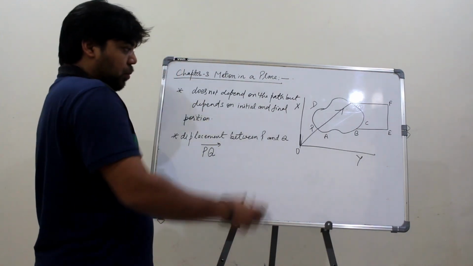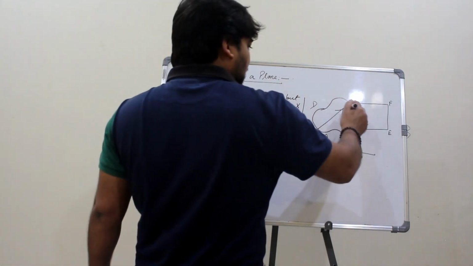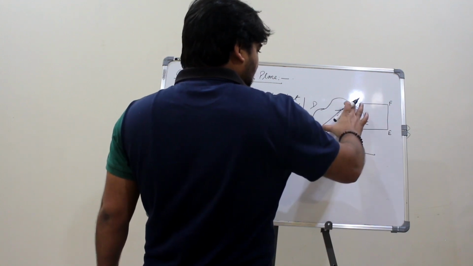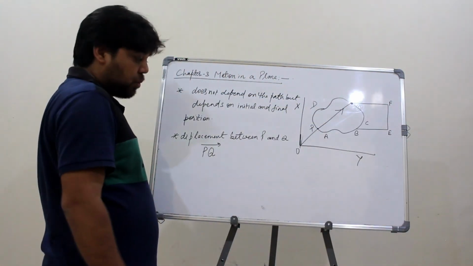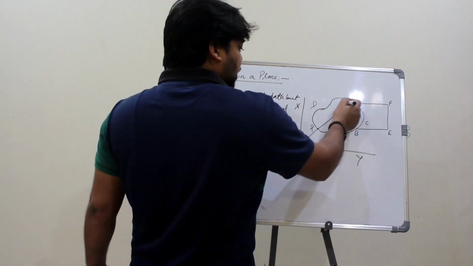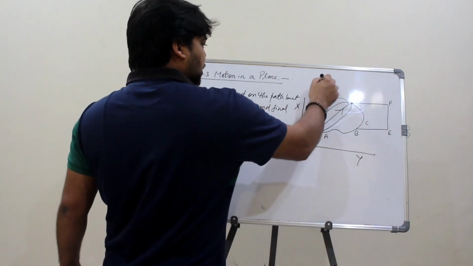Right? So you see, now Q is here, P is here, and then there is the shortest distance between the two. Right? This is what we call the displacement.